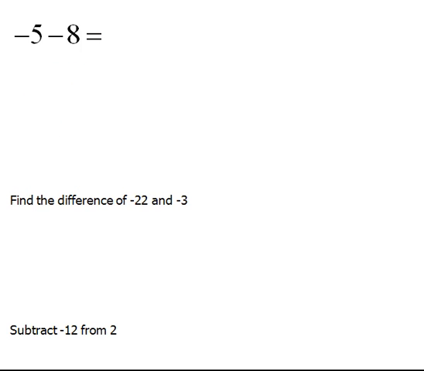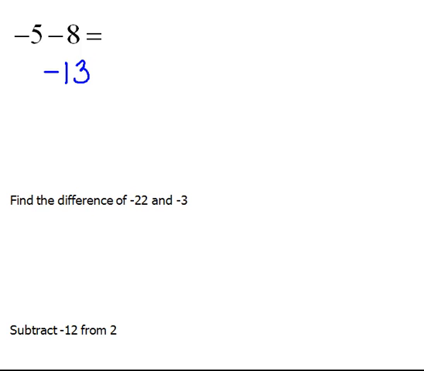Okay, our next one says negative 5 minus 8. Here our signs are the same. These are both negative numbers. So we would add 5 and 8, which is 13, and then we would keep the sign. Because they're both negative, the answer would be negative.